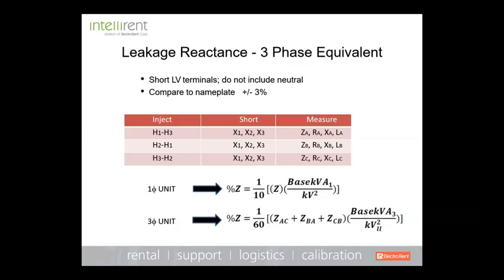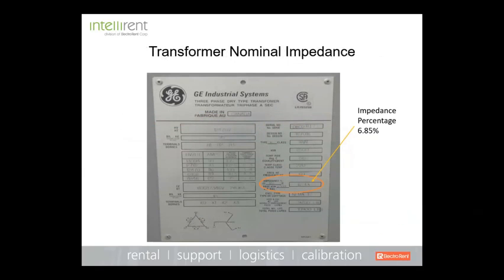Okay, now the first test, of course, is going to be your three-phase equivalent. And basically what that does is it takes your three measurements and then calculates what the three-phase impedance is that is being measured. Now, with that being said, that measurement should be plus or minus 3%, in terms of industry standard, of what is stamped on that nameplate. If it's not, you have a potential mechanical issue in the windings of the transformer itself.